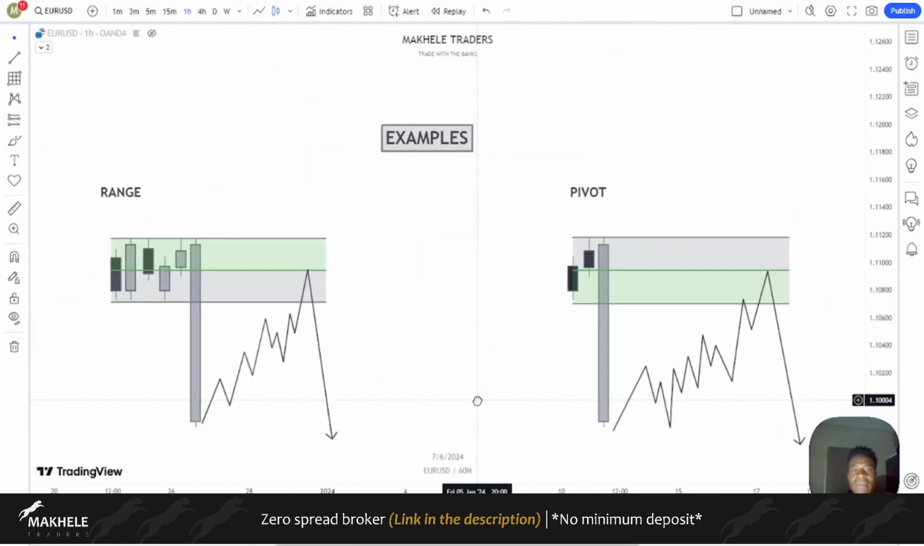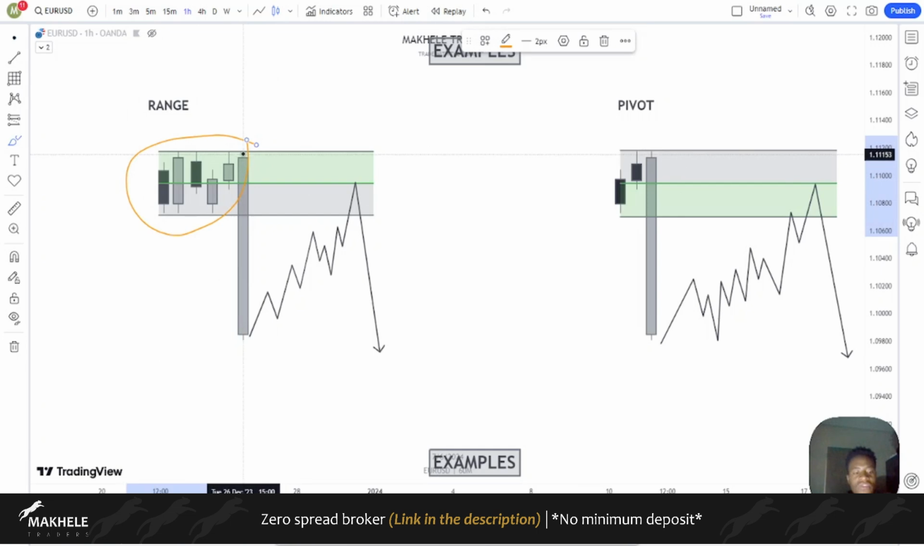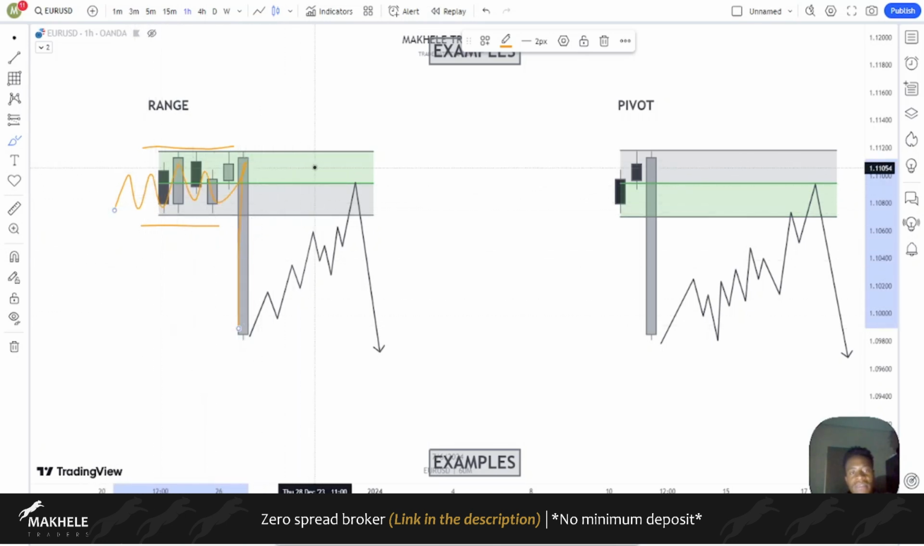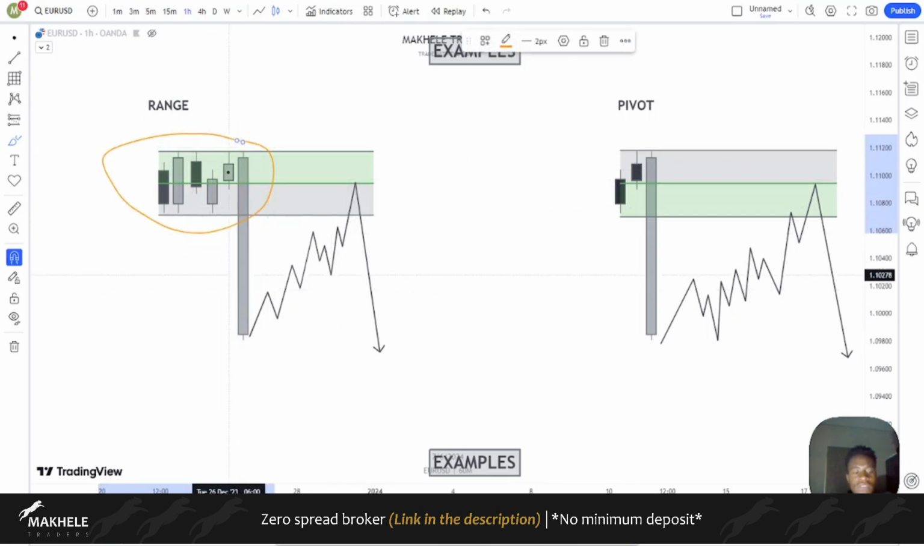So this is how the market will look on a range. This is an example of a range on candlesticks. So there are a lot of candlesticks failing to break the previous highs and previous lows, which means price will just be trading within these highs and lows, and then it will shoot to the downside. This zone is our so-called supply level. That's how a range is formed.